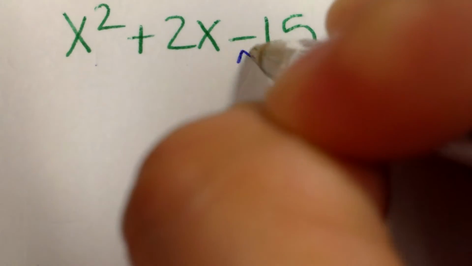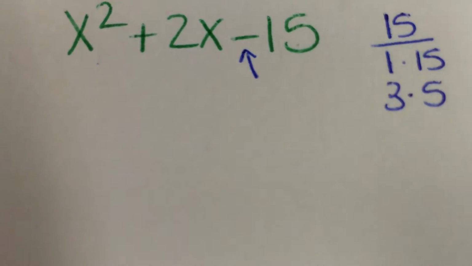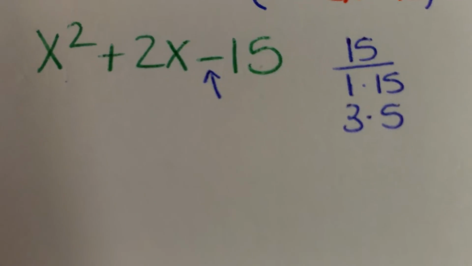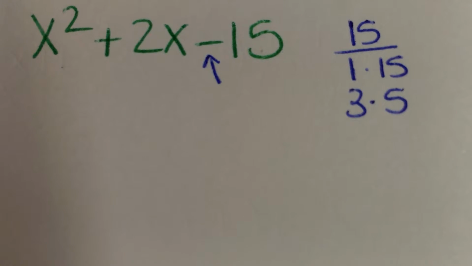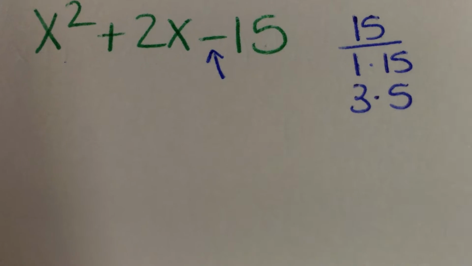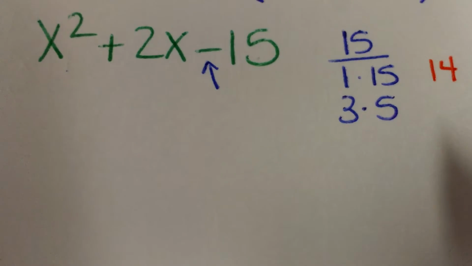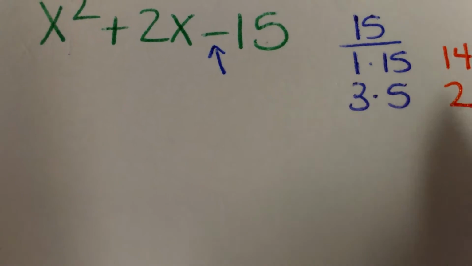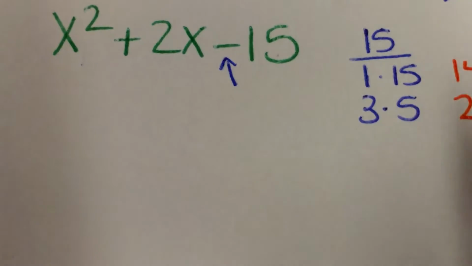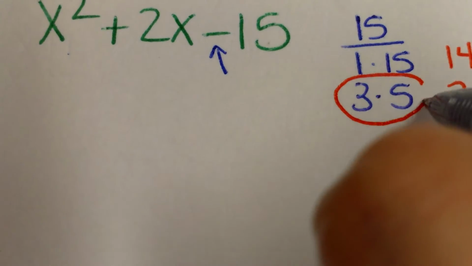And this one tells you to subtract, and it also tells you that the signs are going to be different, because that's when you subtract numbers, is when the signs are different. So we're going to subtract the numbers. 15 and 1 is 14. 3 and 5 is 2. There we go. We're trying to get that number in the middle, so it's going to be the 3 and the 5.